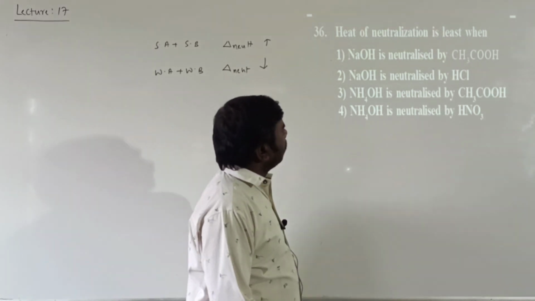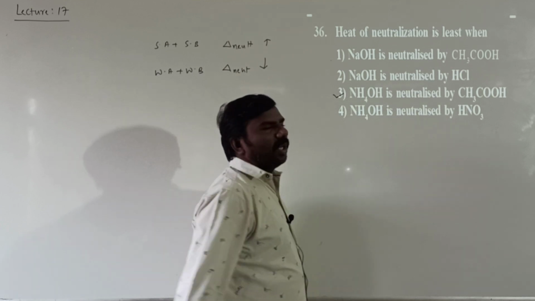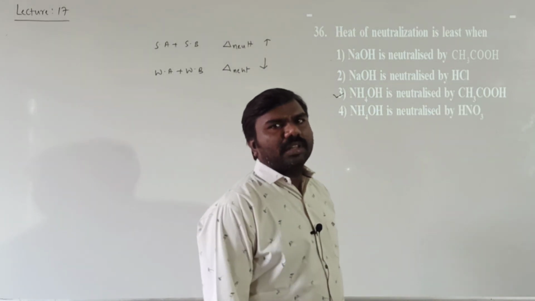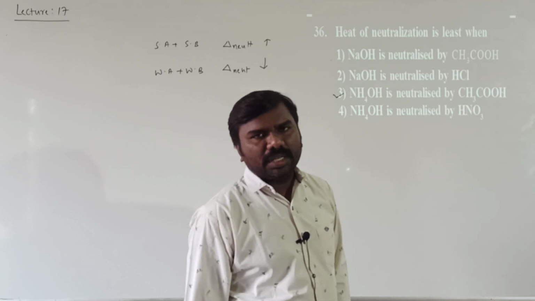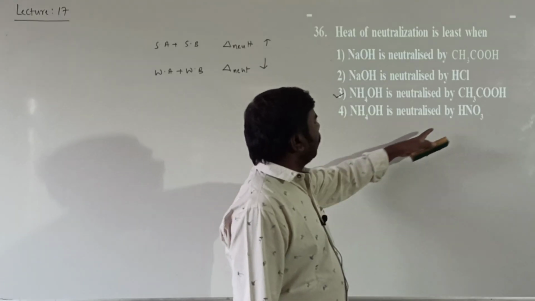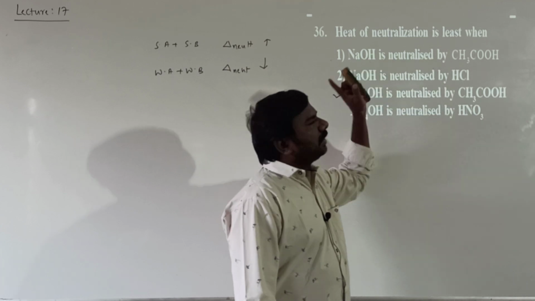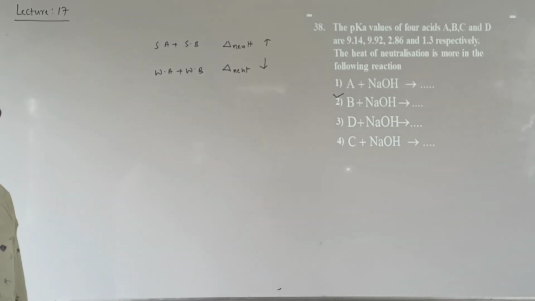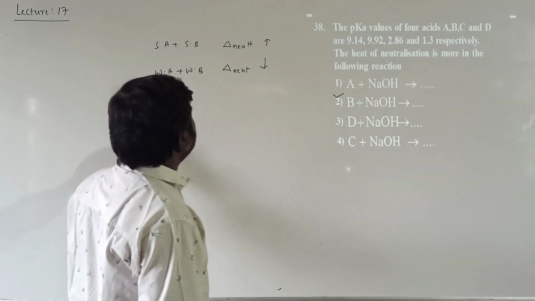So weak base is ammonium hydroxide, weak acid is acetic acid. For that, enthalpy of neutralization is very less. So it is strong in the remaining options. Next.